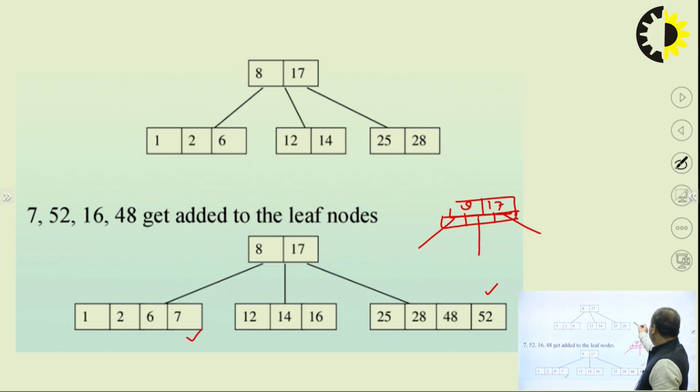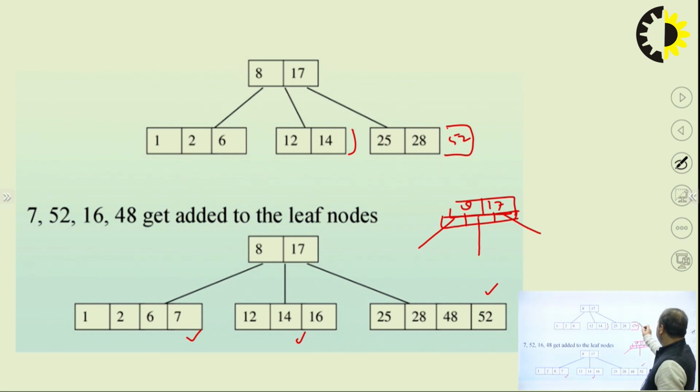By that way we can insert 52. It will come just after, I mean here we can insert 52. And again if you want to insert 16, how will we compare? 16 is greater than 8 and less than 17, so it will come into this. After 14 will come 16. Then 48. Again we have to search from the root. 48 is greater than 17, so it will go into this.